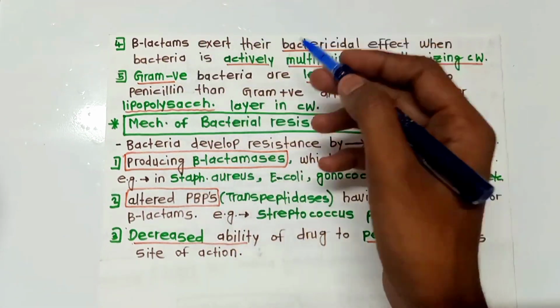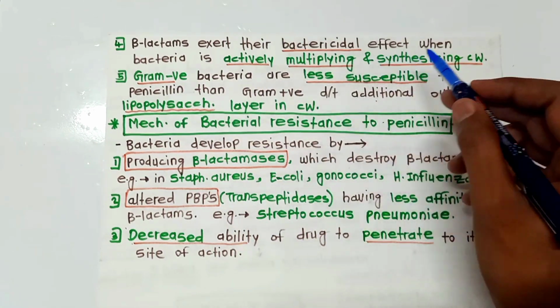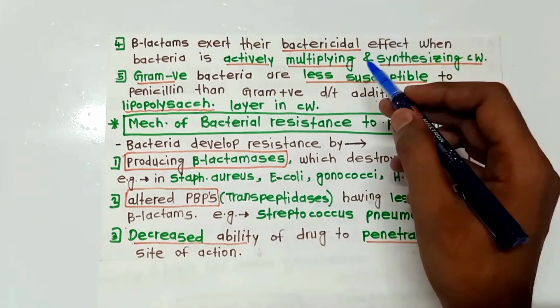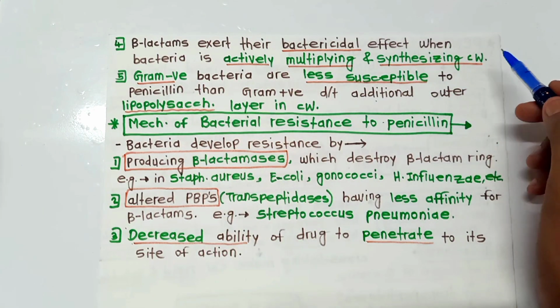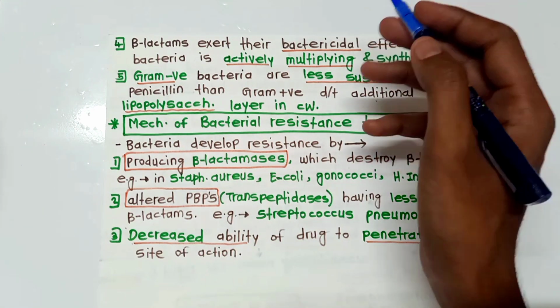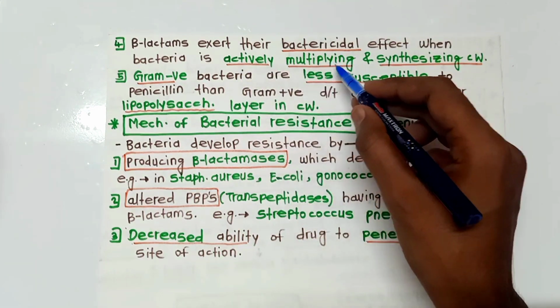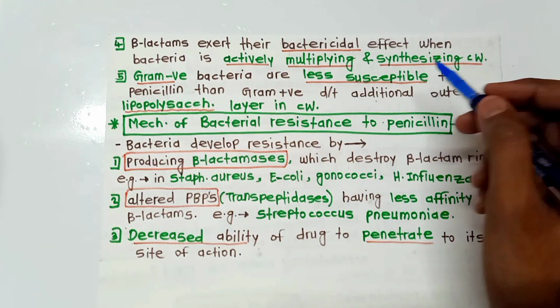A few important points also. Beta lactams or penicillins exert their bactericidal effect when the bacteria is actively multiplying and synthesizing the cell wall. So they are most active when the bacteria is actively multiplying and synthesizing the cell wall.